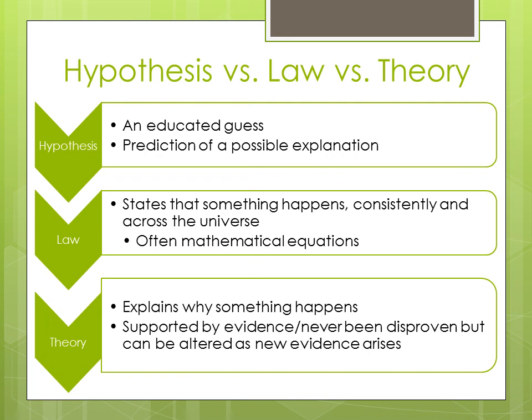And finally, a theory. A theory explains why something happens. It's a little bit more flexible. It's supported by evidence. It hasn't been disproven yet, but it can be altered as new evidence arises. So a law tells us that something happens. A theory tries to explain why something happens. So it can be a little bit more flexible there.